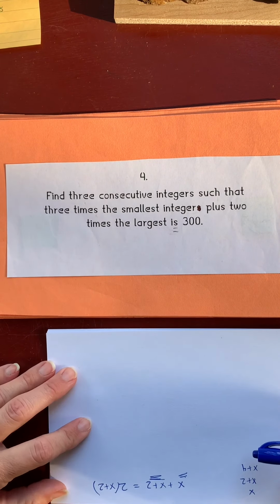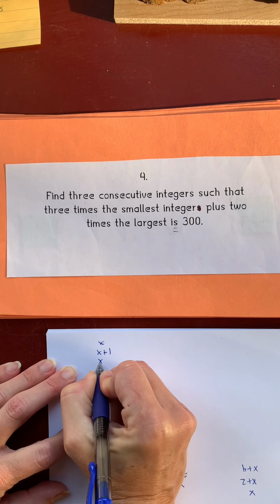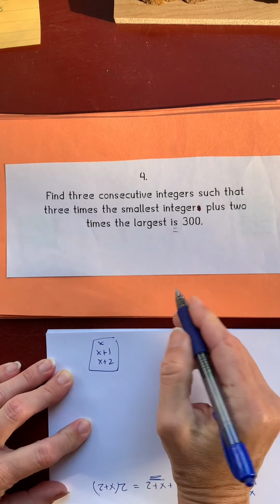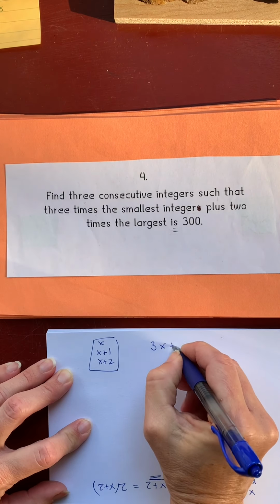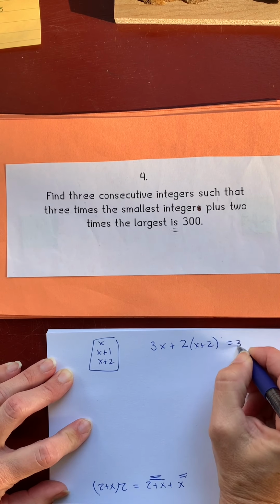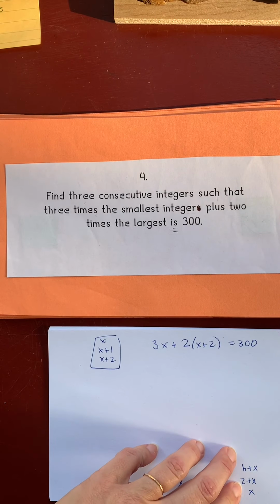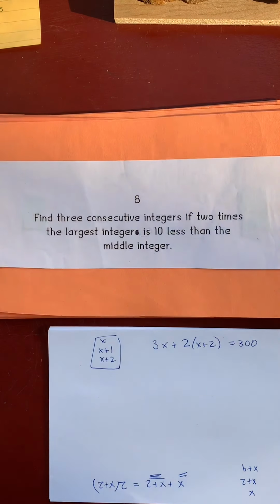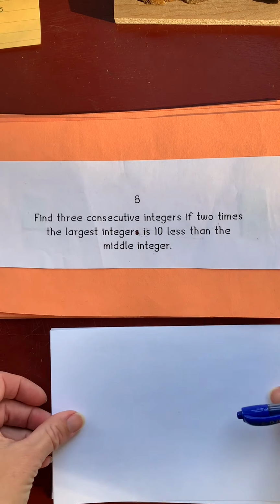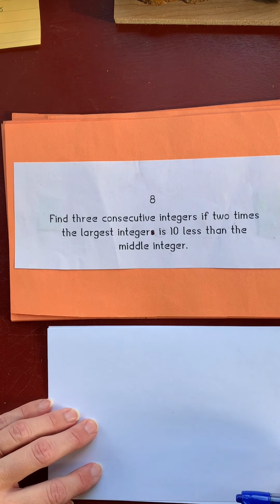Find 3 consecutive integers such that, so I'm going to have x, x plus 1, x plus 2, such that 3 times the smallest plus 2 times the largest is 300. Did you get it? If you did, give yourself a yay. Okay, let's try another one. Push pause and come back.